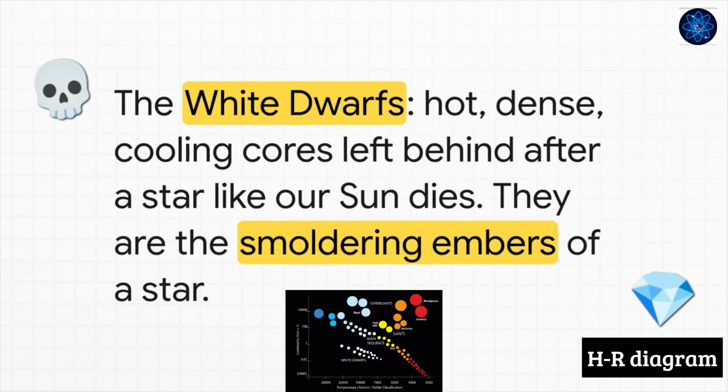And finally, down in the bottom left corner, that's the stellar graveyard. This is where the white dwarfs live. These are the leftover cores of dead stars, what's left after a star like our sun dies. They're super, super hot, but they are tiny. We're talking about the size of Earth. So even though they're hot, they don't put out much light overall. They're basically the smoldering embers of a star that's gone out.